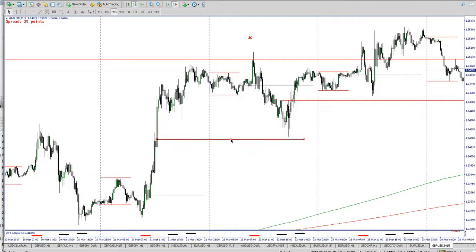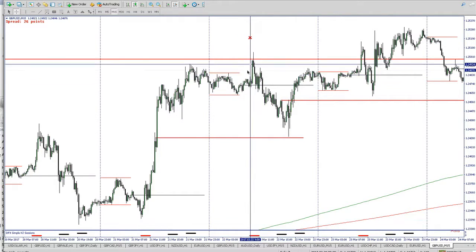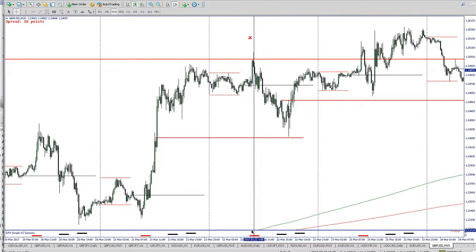Take it to the top of the wick, almost there. Almost. Beautiful entry, and it's around New York close. Kill zones, guys. Look for entries and exits. Sorry, entries in these kill zones.